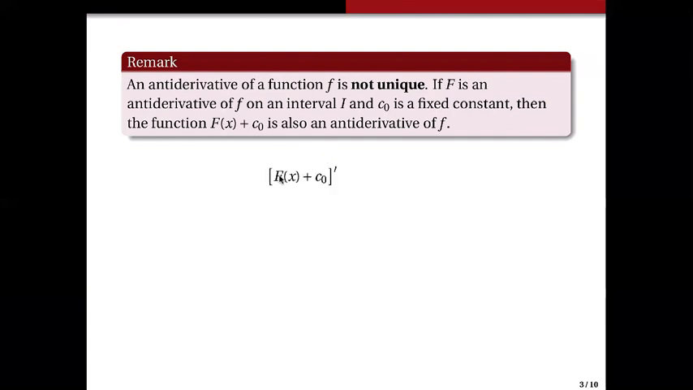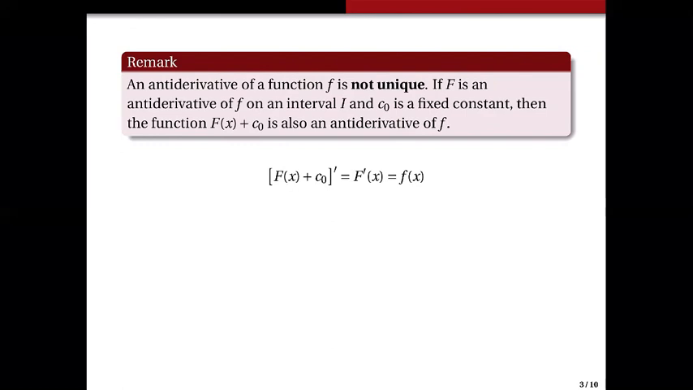Why? Because you have this function, capital F of x plus c sub 0. If you get the derivative of this, you just have to get the derivative of capital F, that's your small f of x. And then this is a constant, the derivative of a constant is equal to 0. But capital F of x is an antiderivative of small f. Therefore, the derivative of capital F must be small f, which means this new function has derivative small f. Therefore, this function is also an antiderivative of small f.